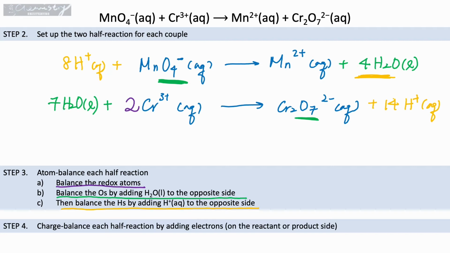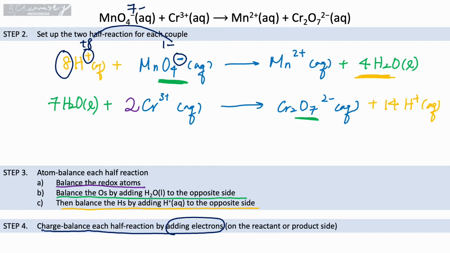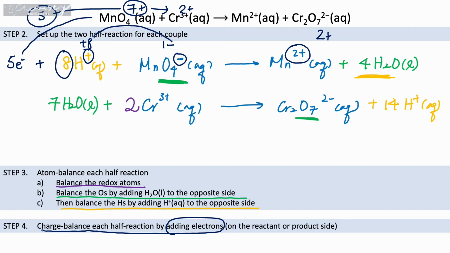Step 4 is asking us to charge balance each half reaction by adding electrons to the reactant or the product side. In this case, over here we have 8 positive ones, so plus 8, and then 1 minus, so this is going to add up to 7 plus. And on this side we have 2 plus, meaning that we need to add 5 electrons over here to balance it, because with the 5 electrons, that is 5 minus, and the 7 plus, it's going to add up to be 2 plus, which is balanced.